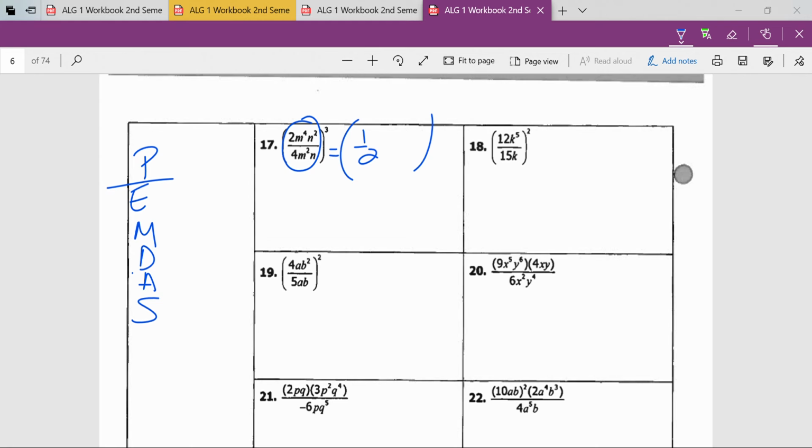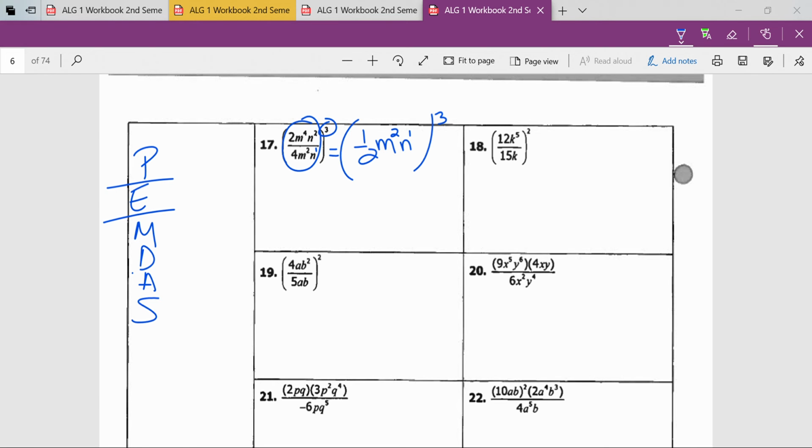Remember, we're simplifying what's inside. M to the 4 divided by M to the 2 is going to be M to the 2. N to the 2 divided by N to the 1, because there's nothing there, N to the 1, right? Then, once we simplify what's inside, then we're going to focus on the exponent.